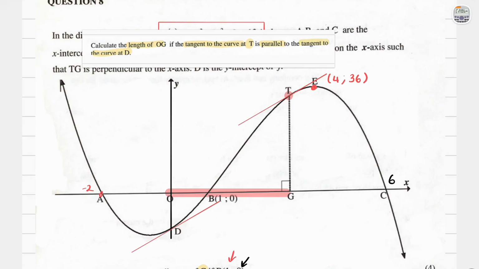So step 1, find the gradient at d. Now d is this point on the cubic function where we know that the x value is equal to 0, because it's a y-intercept. So let's find the gradient at this point. So we'll use the graph of f and we'll derive it. And once we derive that, we'll be able to find the gradient where x is equal to 0. And of course, that'll be the gradient at d and also the gradient at t.